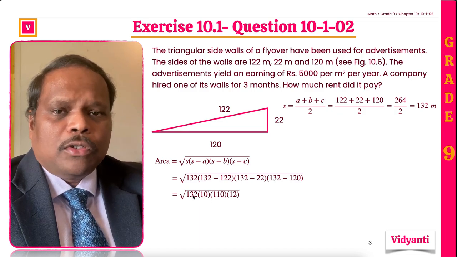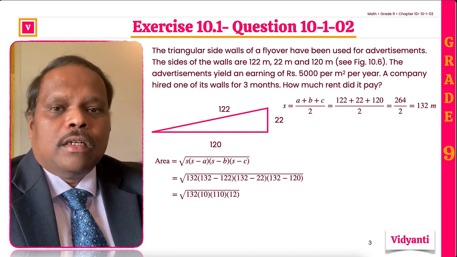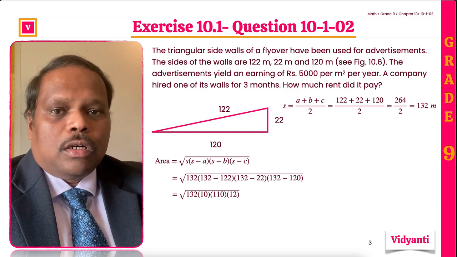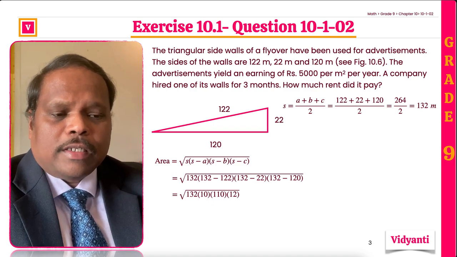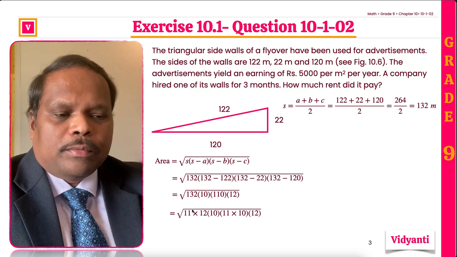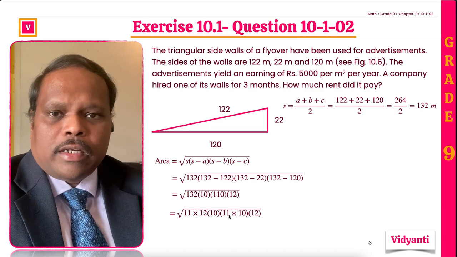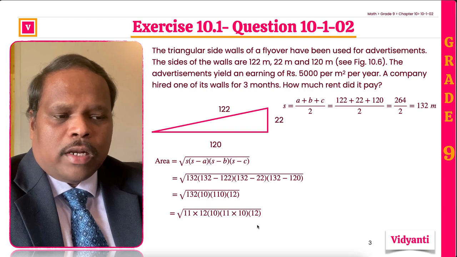Remember, we are going to split that and find out whether a factor is repeated. If it is repeated, then we are going to take it only once instead of twice when we take the actual square root. Let's see what that means. 132 can be written as 11 times 12. So I'm going to write that as it is, 11 times 12. 10 as it is, 110 can be written as 11 times 10, and 12 as it is.